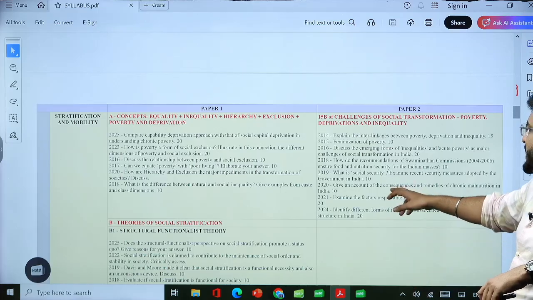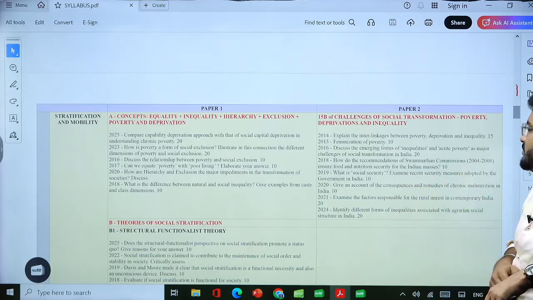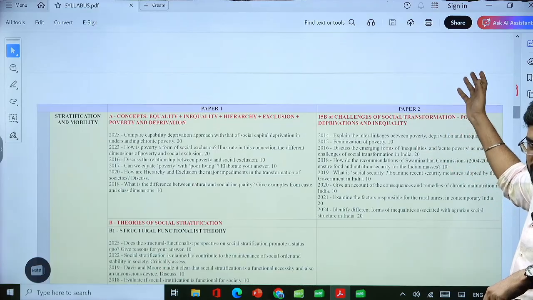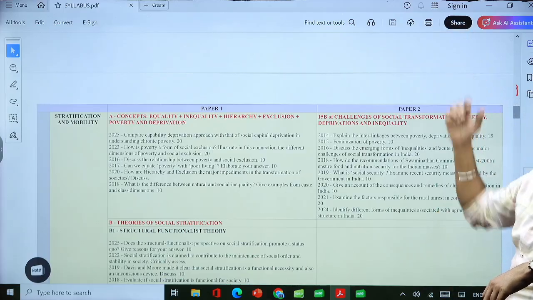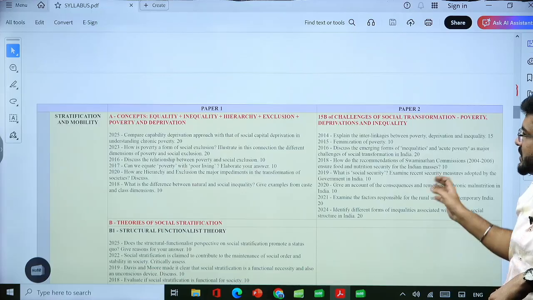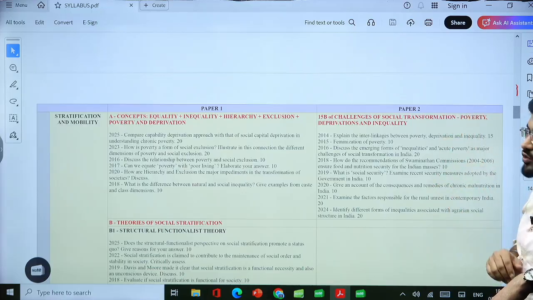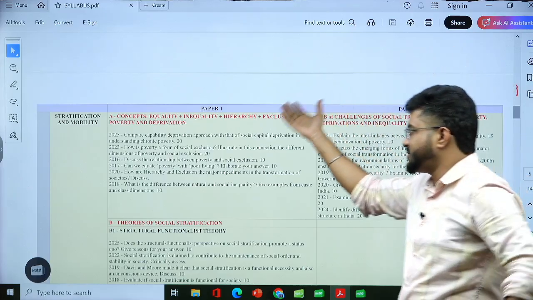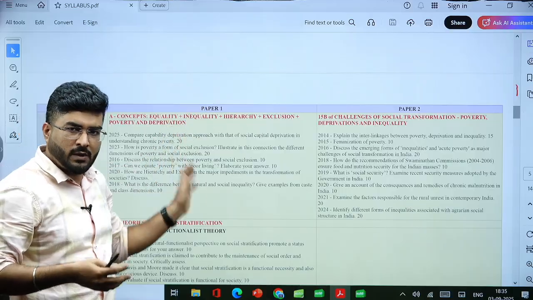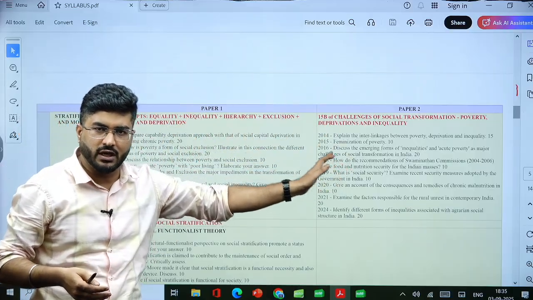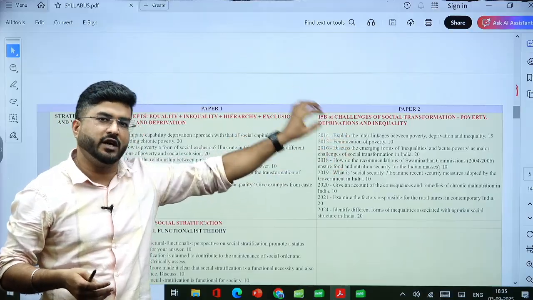Give an account of the consequences and remedies of chronic malnutrition. That means again an aspect, the larger aspect of poverty and deprivation. Identify different forms of inequalities within the agrarian social structure in India. This particular section you can also cover with your rural and agrarian transformation chapter, and we will see how we are going to integrate those sections also. Getting my point? So when you are reading about the basic concepts or meanings of these sections, why not understand that if these are problems or challenges for the social transformation of Indian society, that particular chunk itself needs to be covered here.